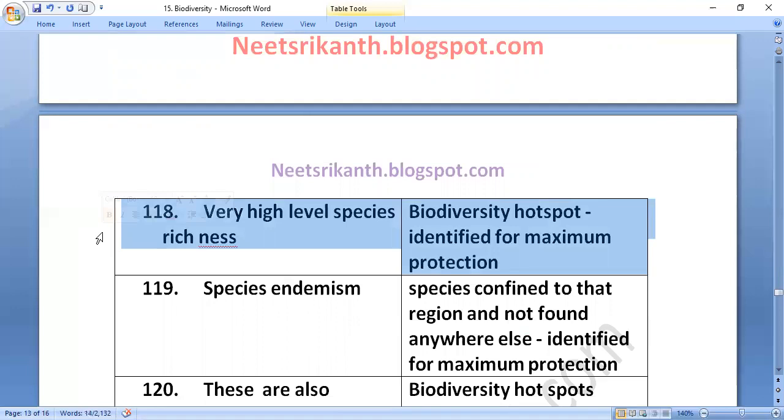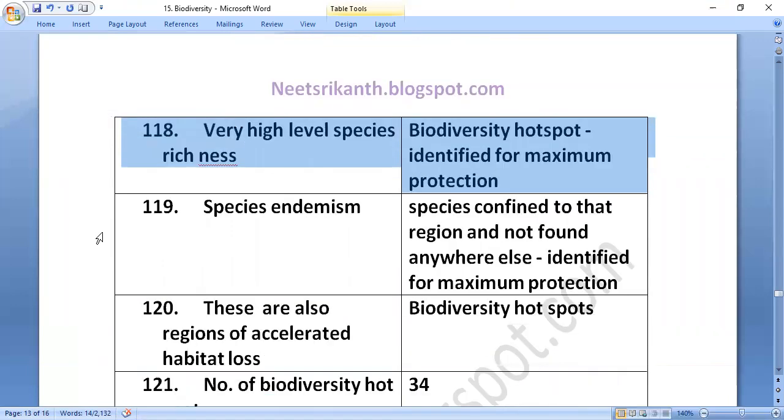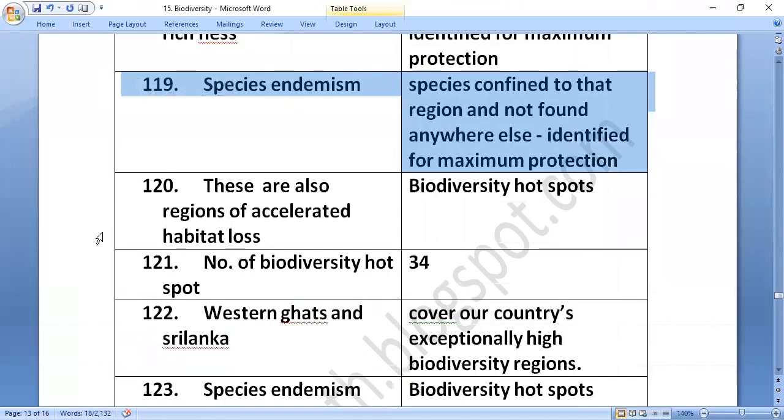A biodiversity hotspot will have a very high level of species richness and species endemism, which means species confined to that region and not found anywhere else. These are identified for maximum protection.